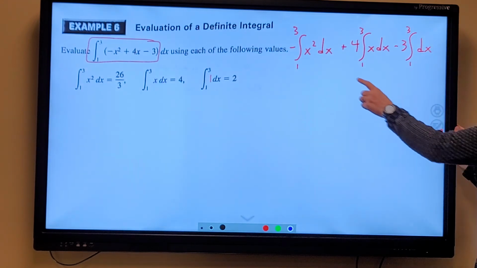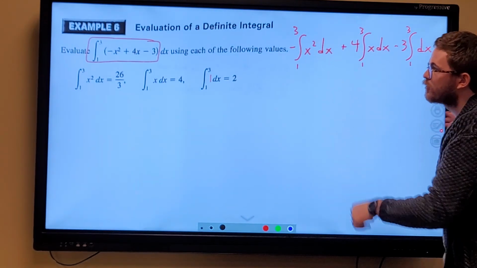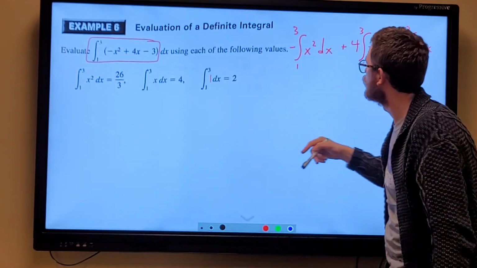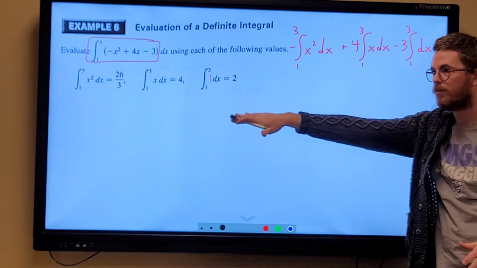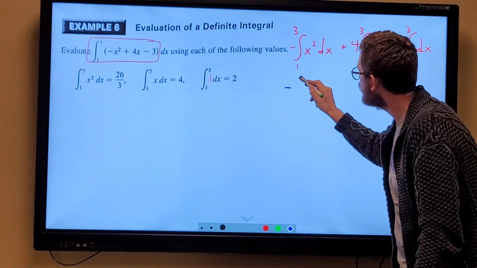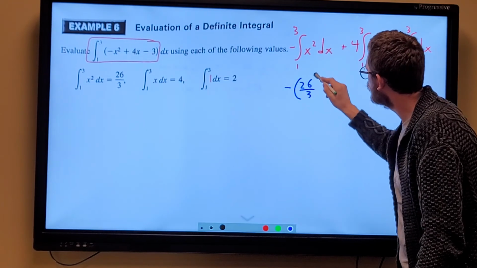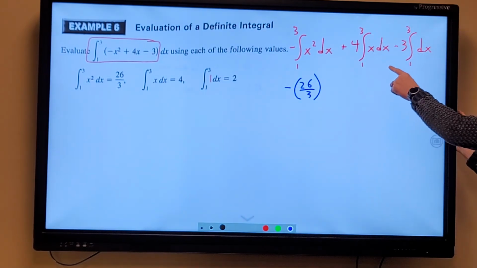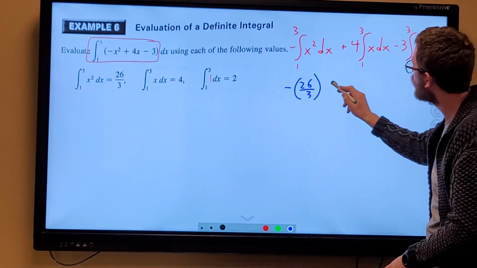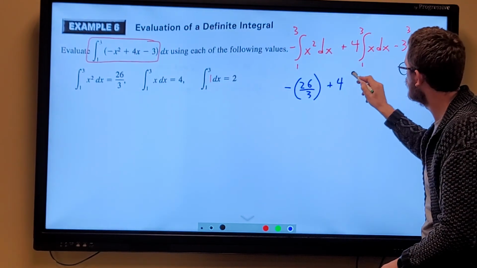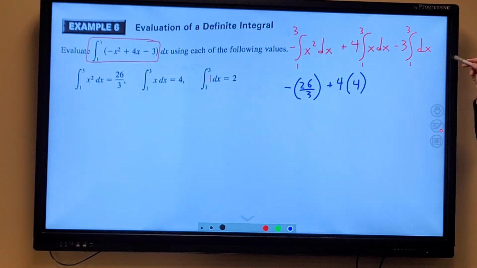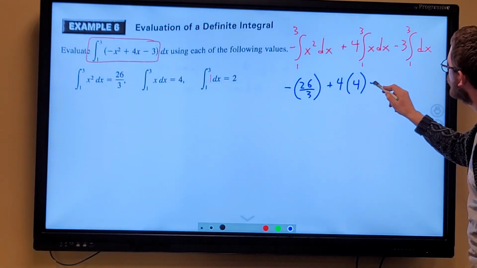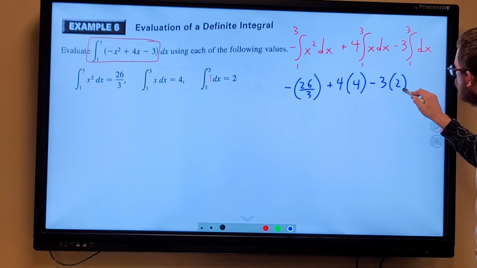From there, we do know the definite integral from 1 to 3 of x squared is 26 over 3. I know you don't know what that is, but they gave us that as part of the problem. So I have a negative 26 over 3. Here, the definite integral from 1 to 3 of x is 4, so we have a plus 4 times 4. And then finally, the definite integral from 1 to 3 of dx is 2, so I have a minus 3 times 2.